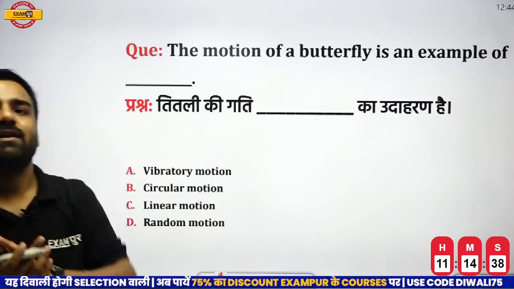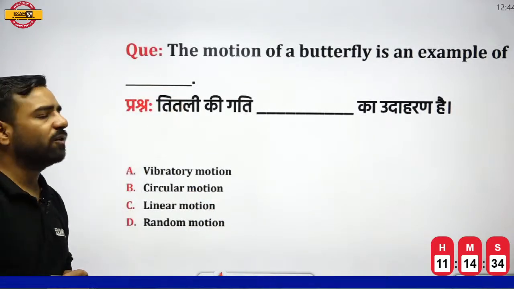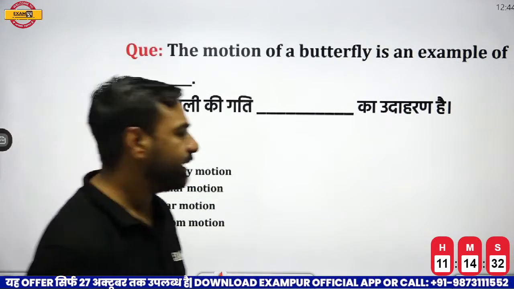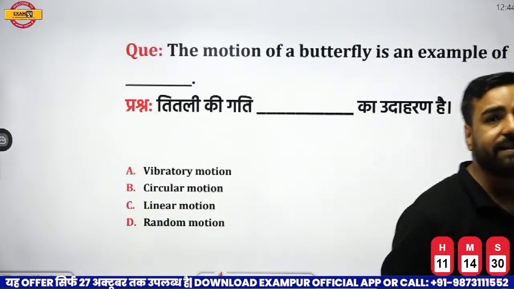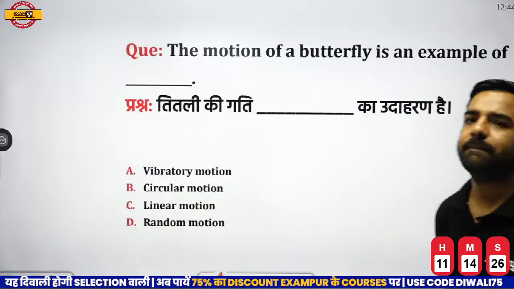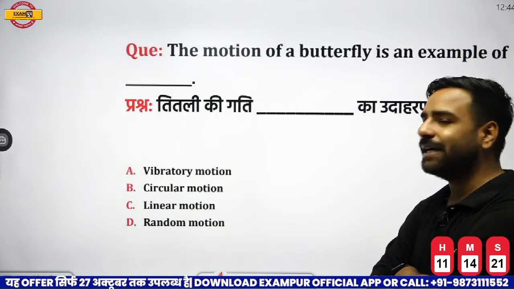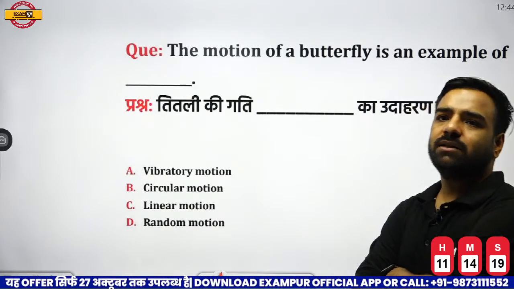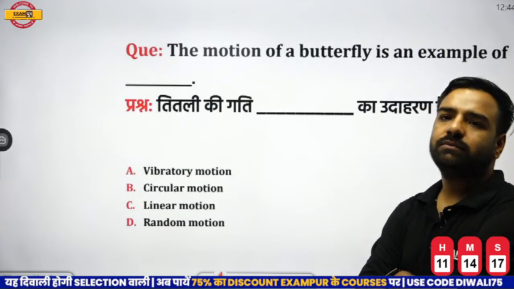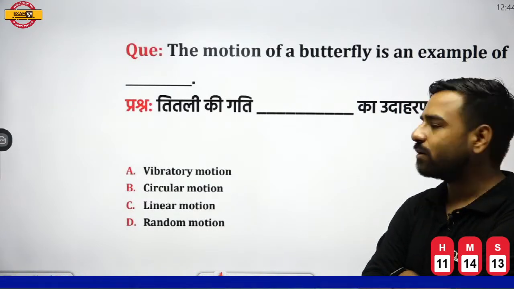As what I was saying, the motion of a butterfly is an example of dash. Is it vibratory motion? Is it circulatory motion? Is it linear motion or random motion? What is the correct answer here? Gobinath is going with D, that is random motion. Enigma, Albertson, Vinod is going with circular motion.